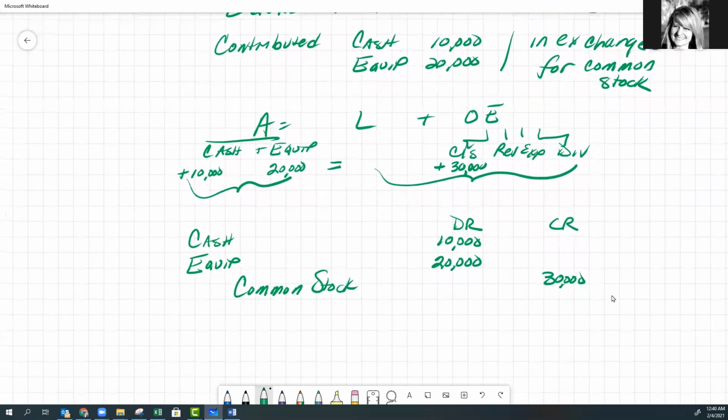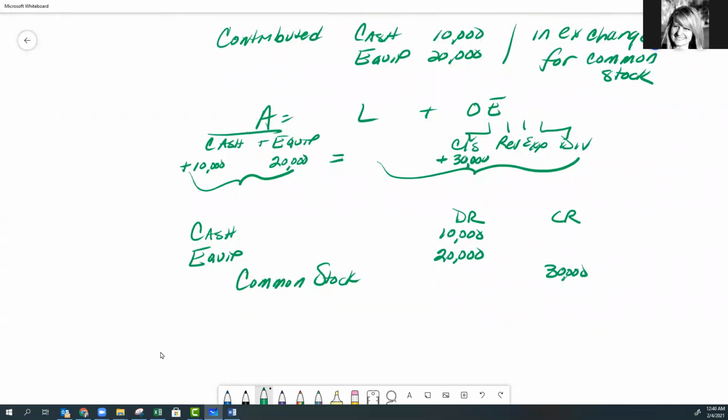But what you can see is that in my journal entry, of course, we'd always have a date and we'd always have a description. This would be to record investment, owner investment of cash and equipment in exchange for common stock. So let's see if we followed our 3 rules.